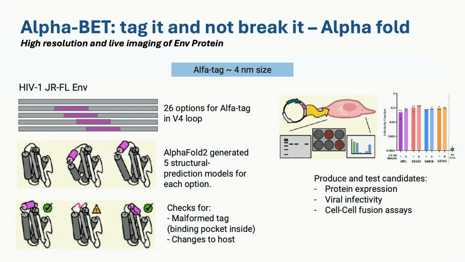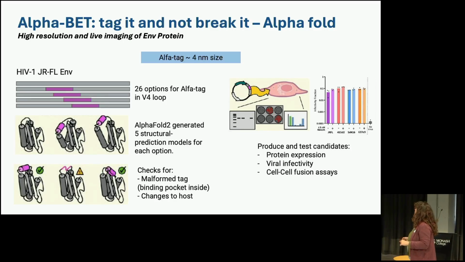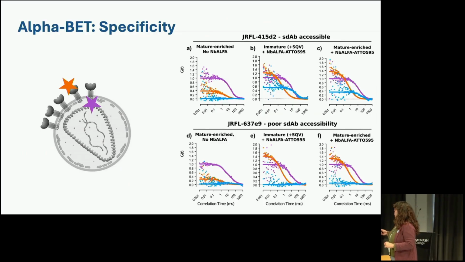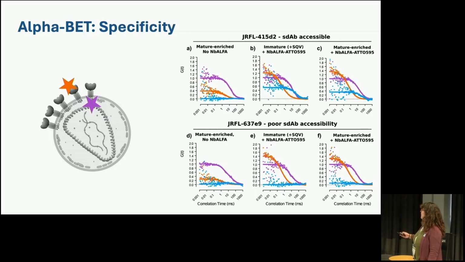What we did is create these 4 versions, and we check the protein expression, the viral infectivity, and we did some cell-to-cell fusion assays for all these 4 options, and we keep the best of them. For example, here I'm showing some examples of what we check. Here we have the GAG inside the membrane, and also the alpha tag in the envelope glycoprotein.